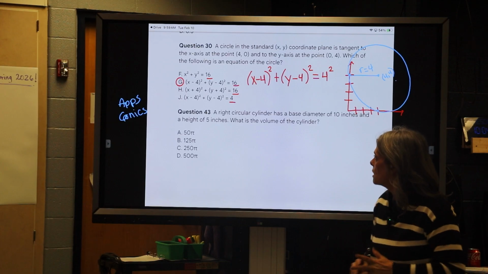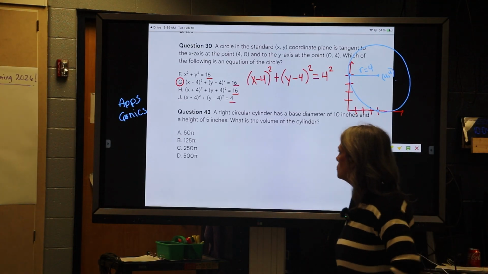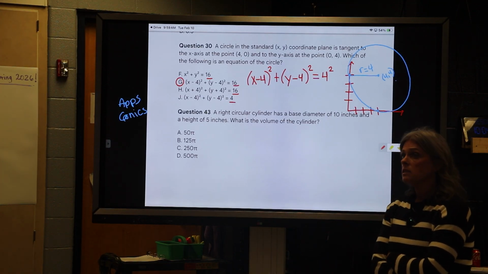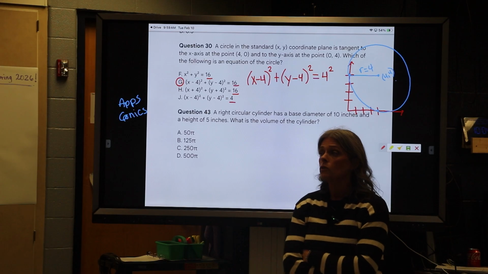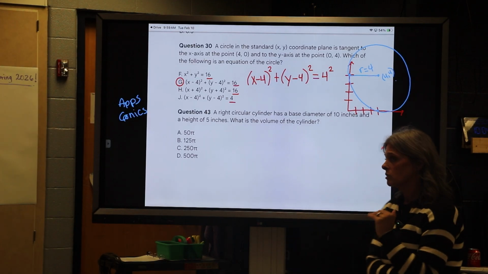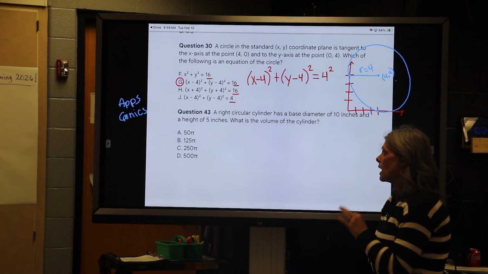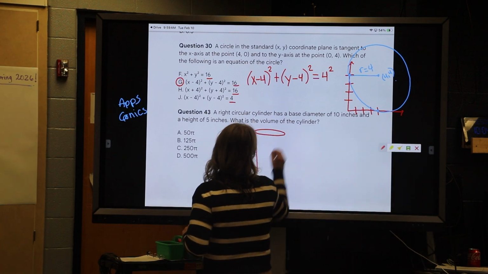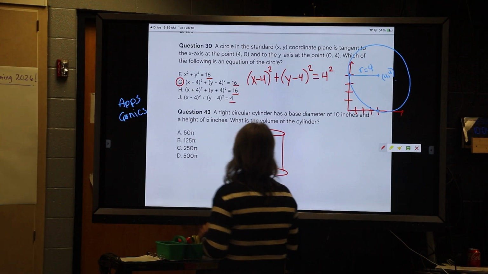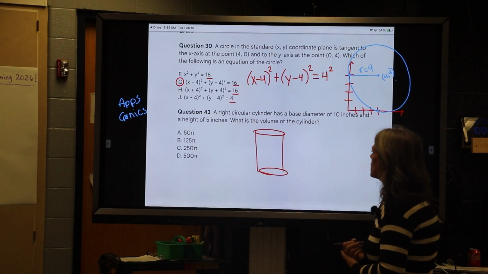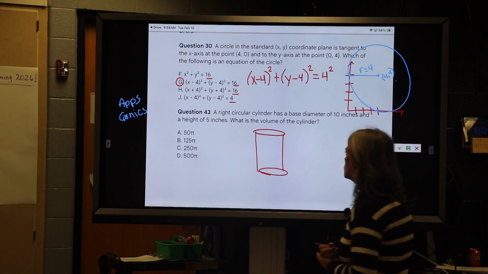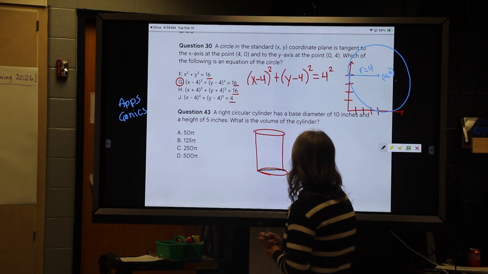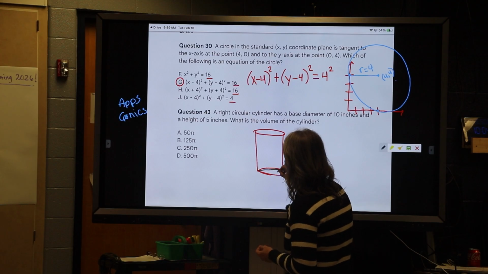Okay, last one, you guys, and this will be our last practice problem too. So question 43, which is later on in the ACT that they think is a little bit more difficult, but if you remember this formula, you're going to get all of these right, okay? So a right circular cylinder, I'm going to draw it again. Okay, right circular cylinder has a base diameter of 10.